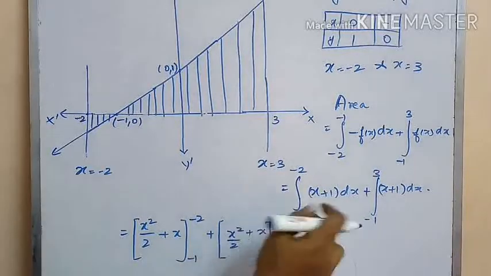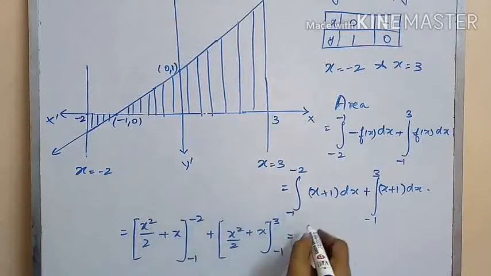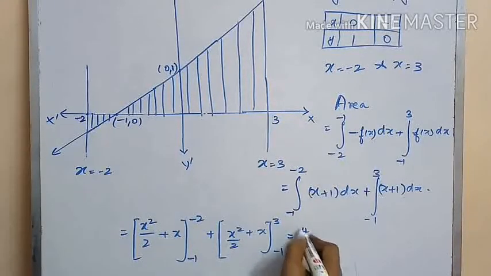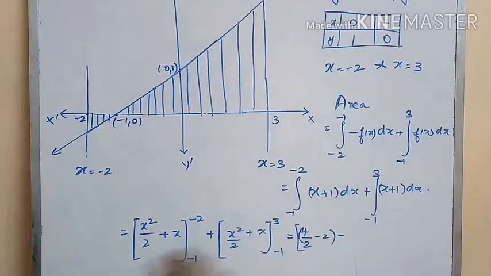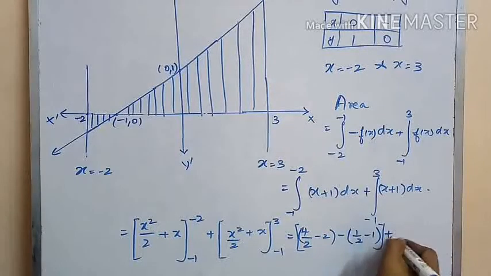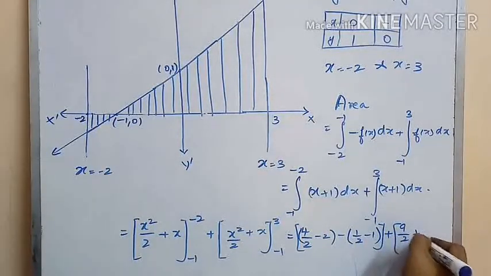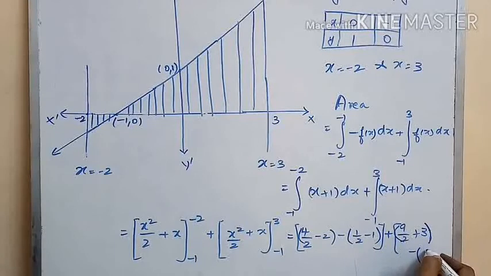Now let us substitute the upper and lower limits and solve the value. We get 4 by 2 minus 2 minus of, substituting the lower limit, we get half minus 1. Now the second part, substituting the upper limit, we get 9 by 2 plus 3 minus 1 by 2 minus 1.